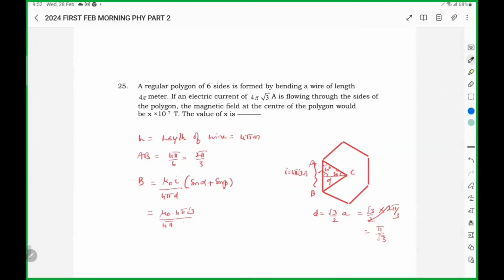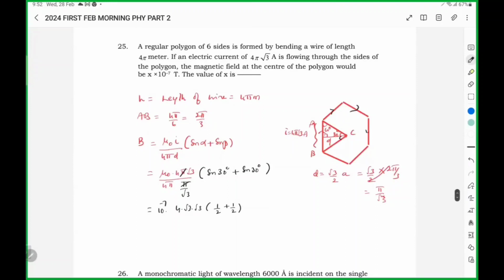So in place of D, I will write pi by root 3. Alpha is 30, even beta also 30. So here pi gets cancelled out. Mu naught by 4 pi is 10 power minus 7, root 3, sin 30, half plus half.